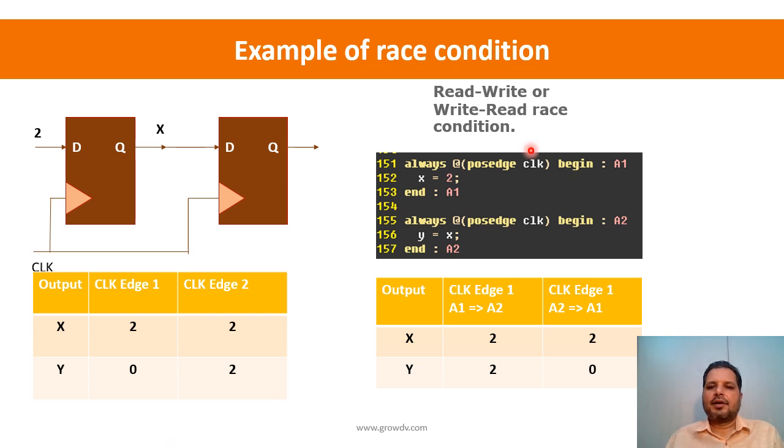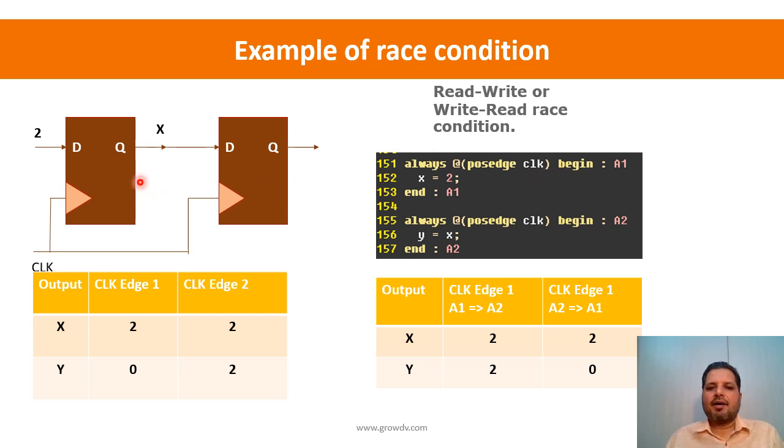There are different forms of race conditions, and here let's look at a read-write or write-read type of race condition. We had seen this particular circuit, and to understand it, should we be updating this output or should we be sampling this input? And what happens if there is a difference in the ordering of doing those actions? We were trying to understand that.